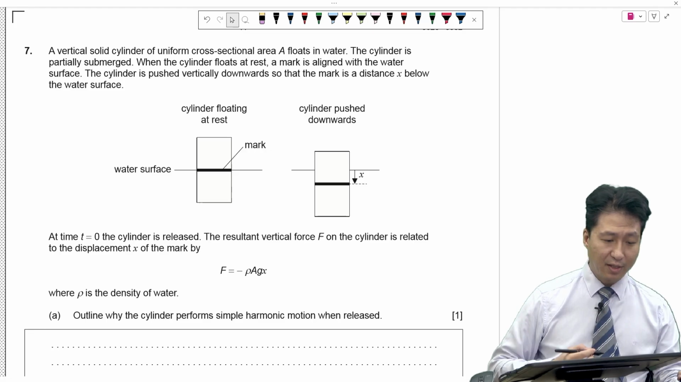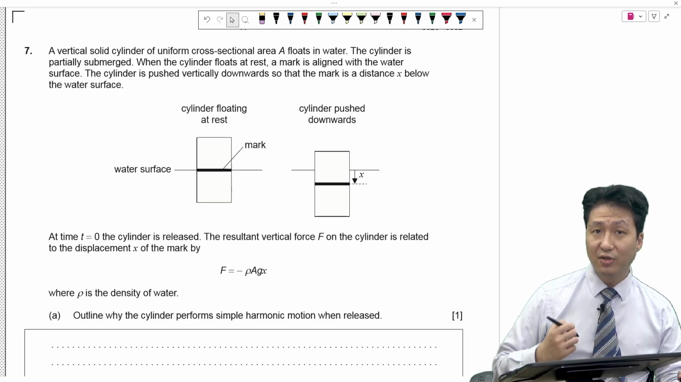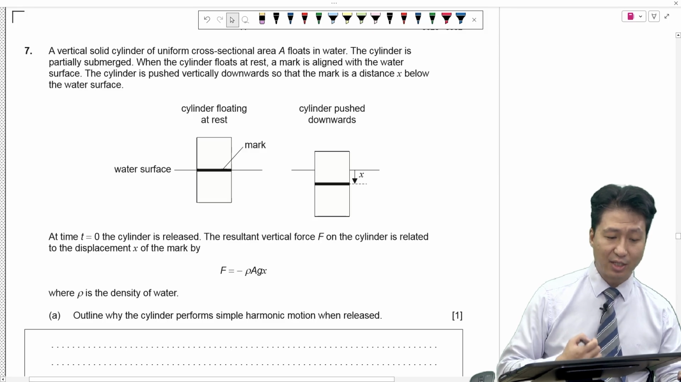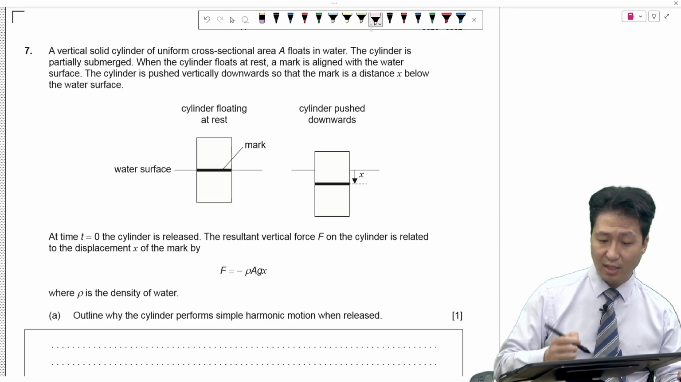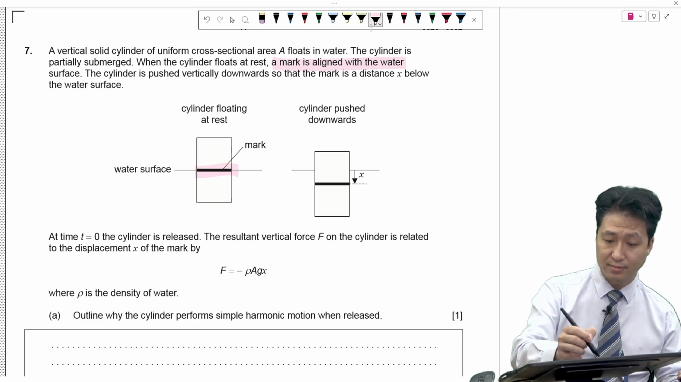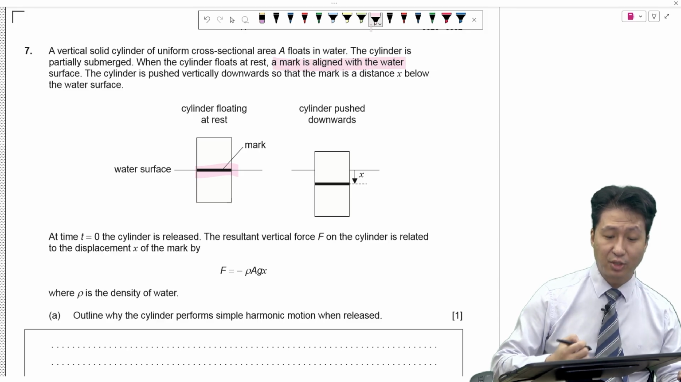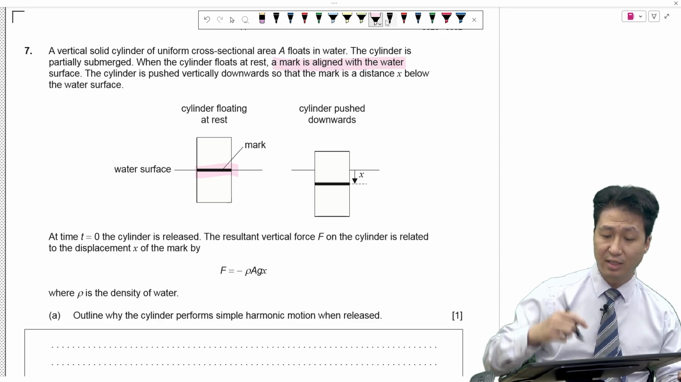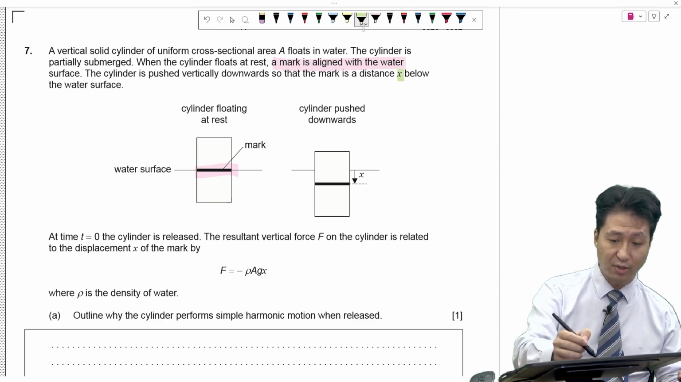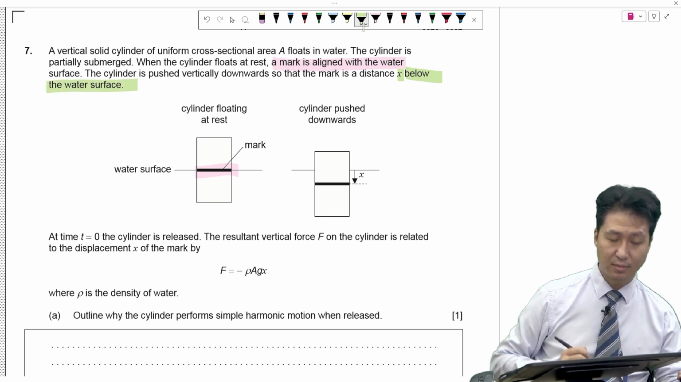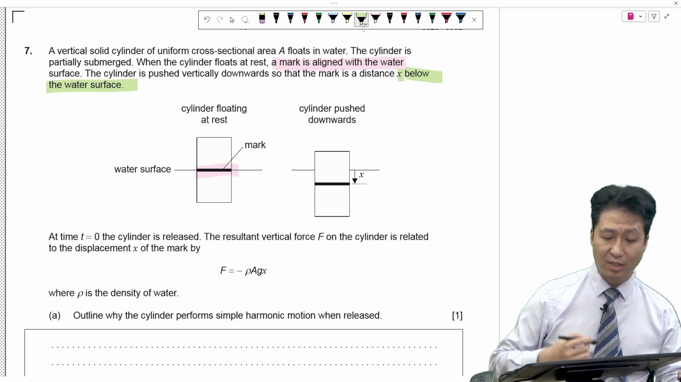Question number 7. A vertical solid cylinder of uniform cross-sectional area A floats in water. The cylinder is partially submerged. When the cylinder floats at rest, a mark is aligned with the water. So this mark is this mark here. The cylinder is pushed vertically downwards so that the mark is a distance of x below the water surface. At time t equals 0, the cylinder is released.